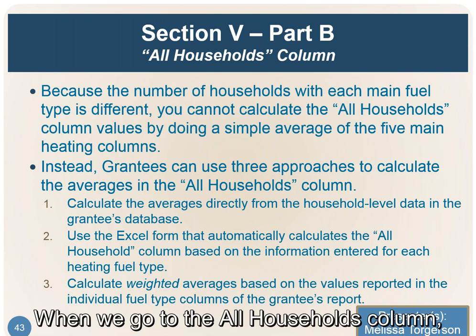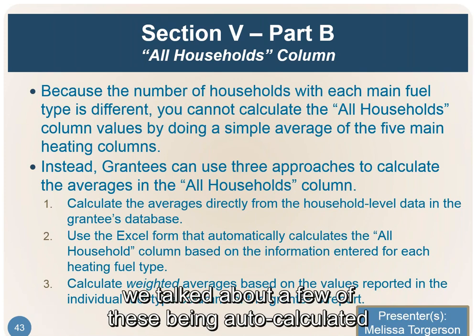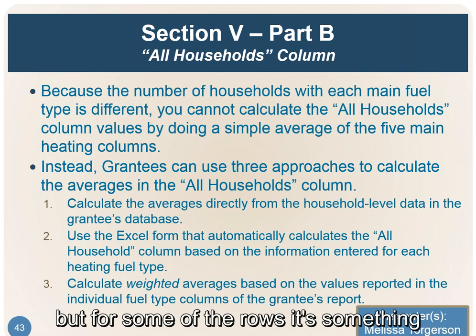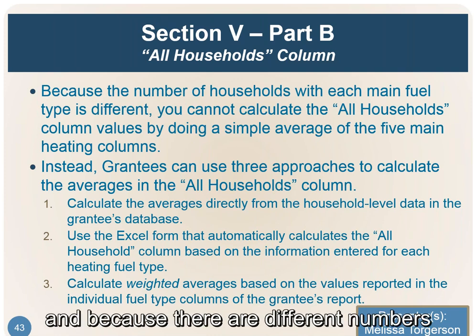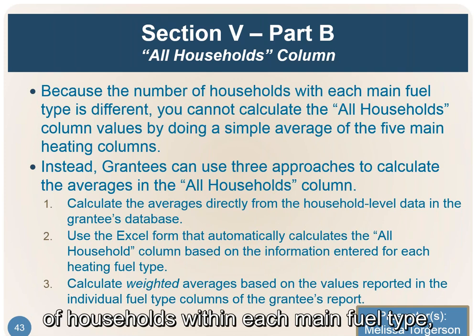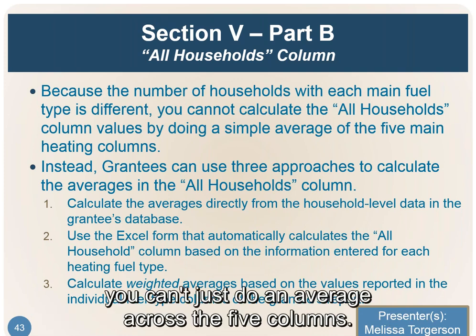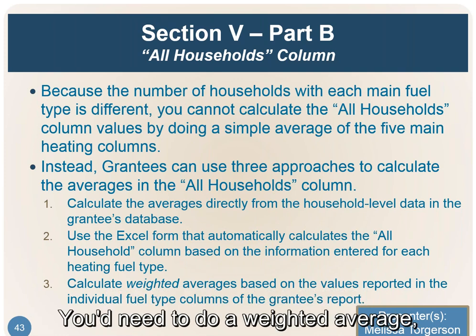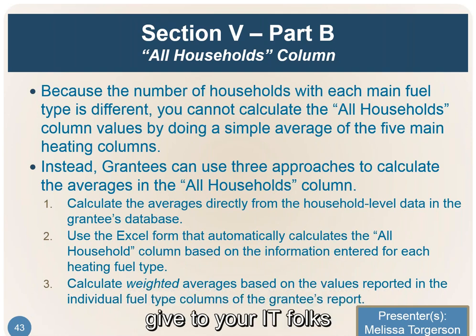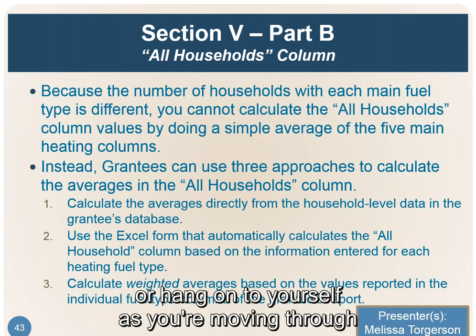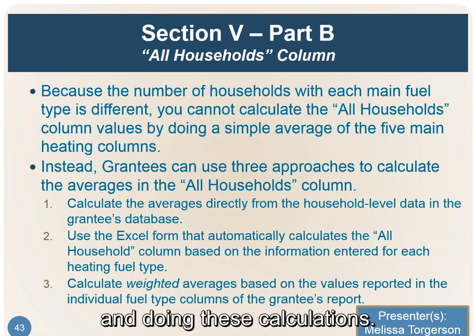When we go to the all households column, we talked about a few of these being auto-calculated, but for some of the rows, it's something that you all need to calculate yourselves. And because there are different numbers of households within each main fuel type, you can't just do an average across the 5 columns. You need to do a weighted average. And so this slideshow, or these next few slides, are something you can give to your IT folks or hang on to yourself as you're moving through and doing these calculations.